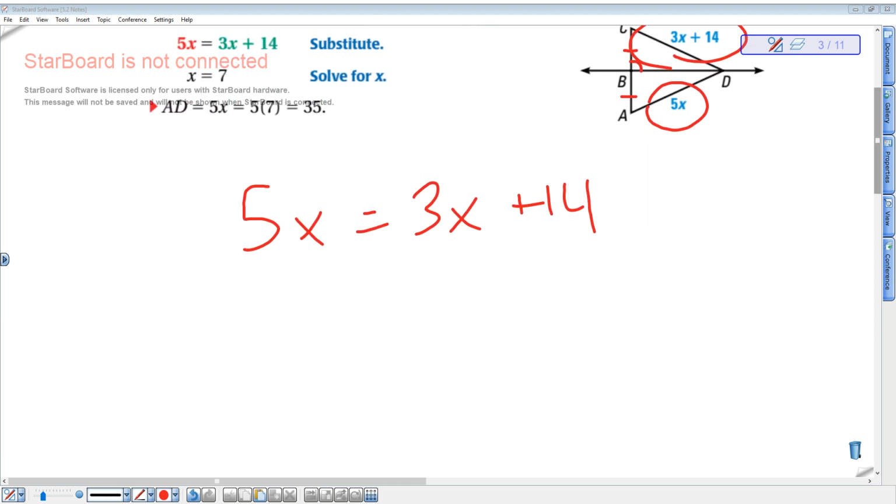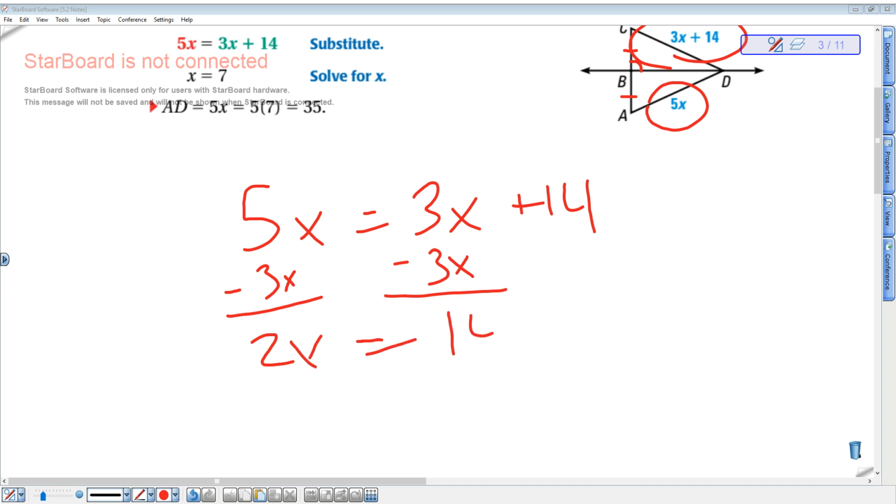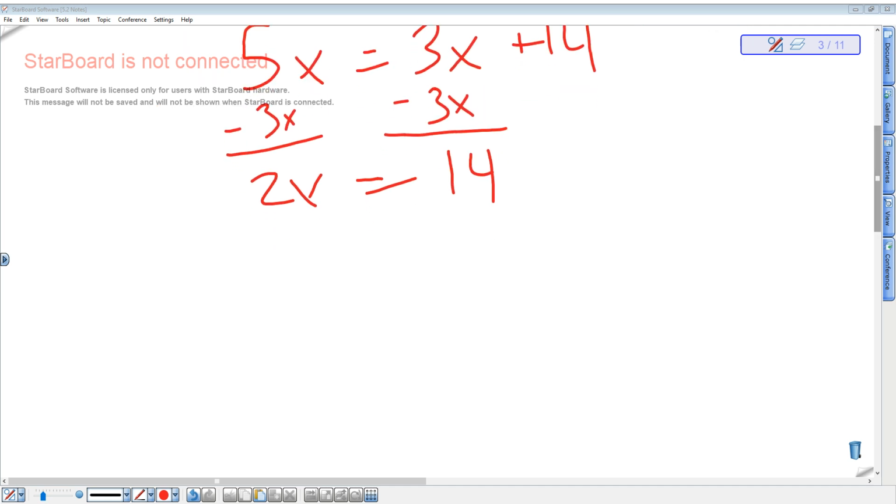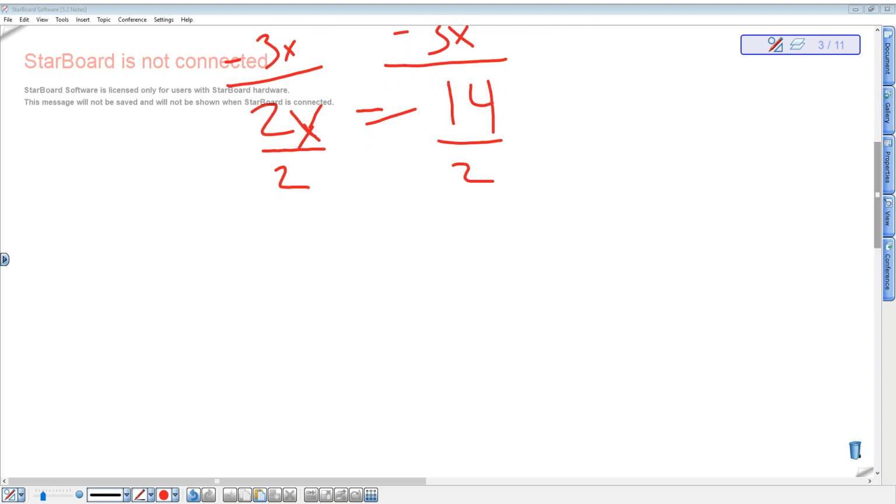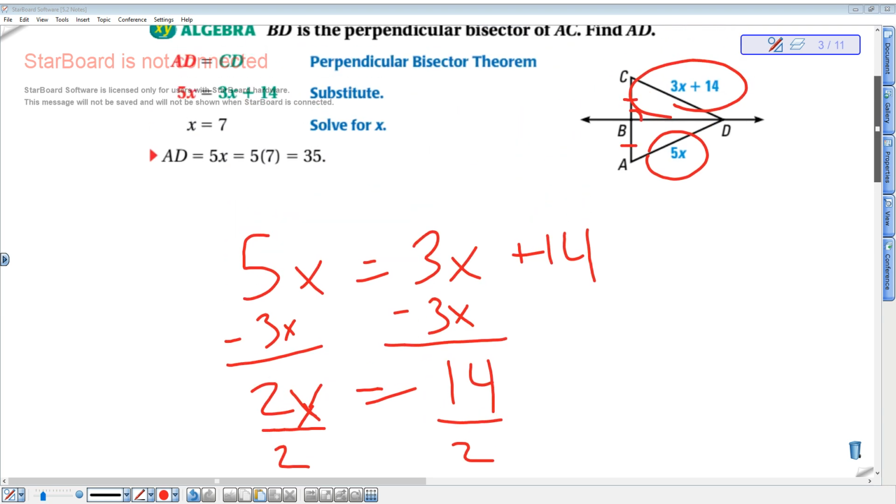So we're going to bring all our x's to one side using the subtraction property of equality. And we're going to end up with 2x here. And over here, we're going to be left with 14. So we're going to divide this 2x by 2 to get x by itself. And of course, we have to do it on both sides, the division property of equality. So you end up with x equals 7. Now, did that answer the question?